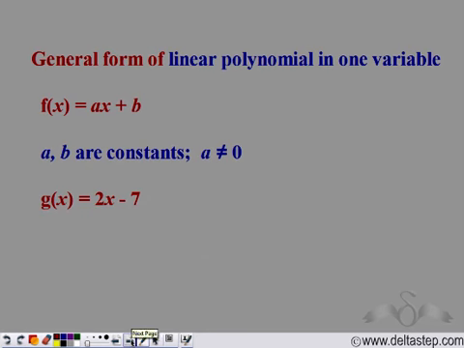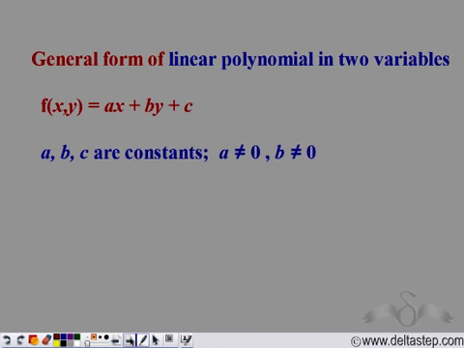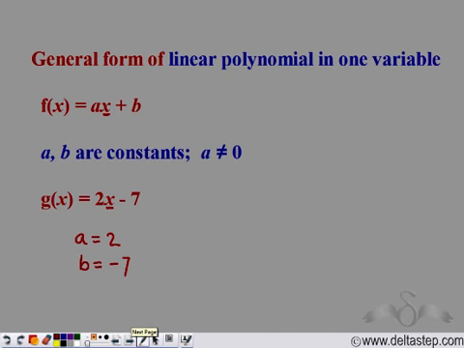Now g(x) is a linear polynomial in one variable. So let us compare this to the general form f(x). Comparing it, we get the coefficient of x as 2. In the general form, the coefficient of x is a. So a is equal to 2 and b is equal to -7.